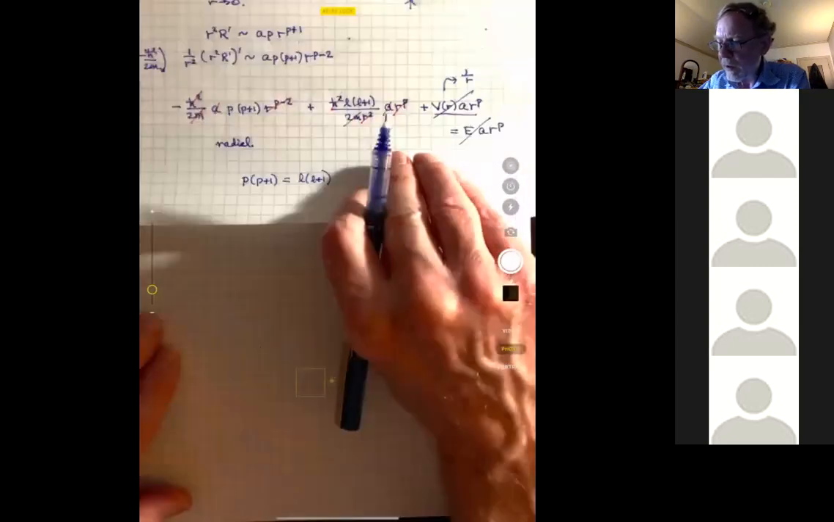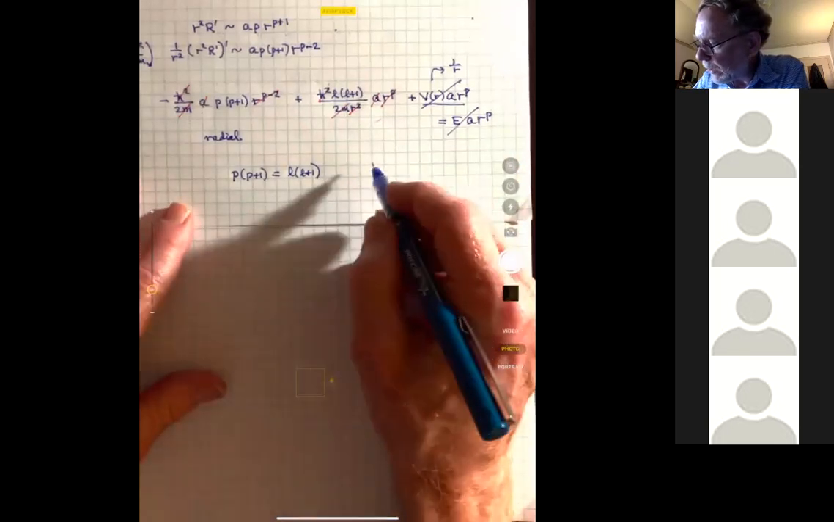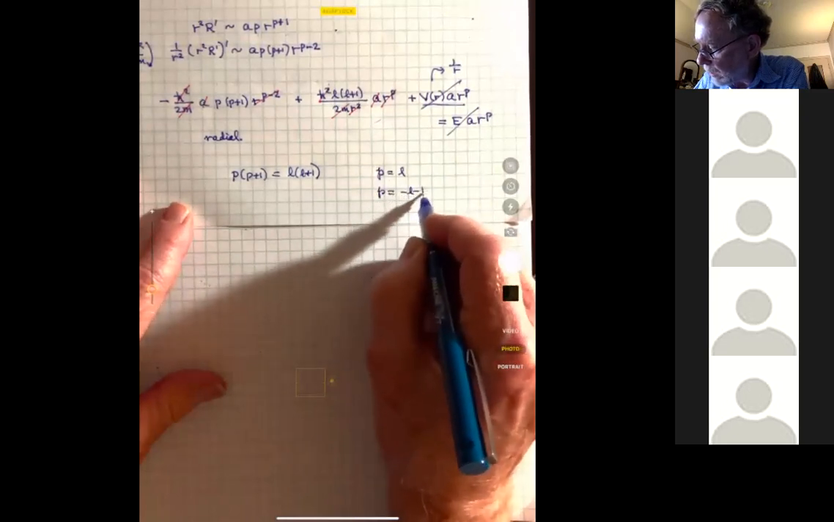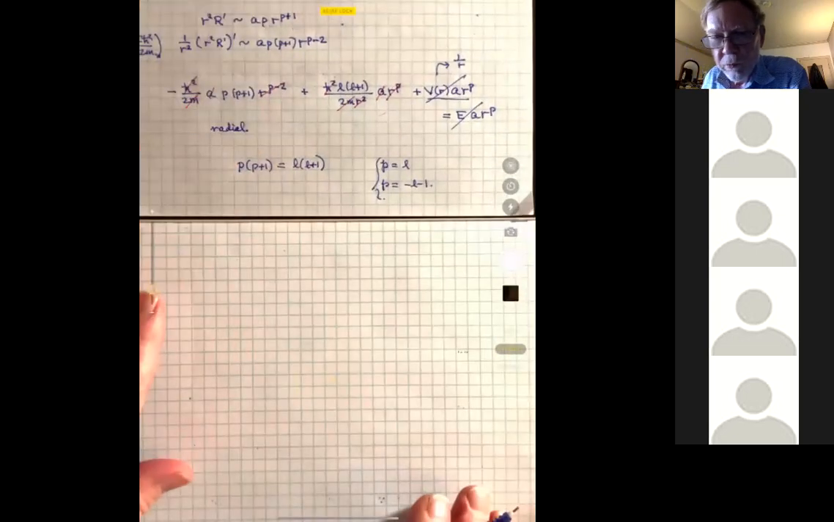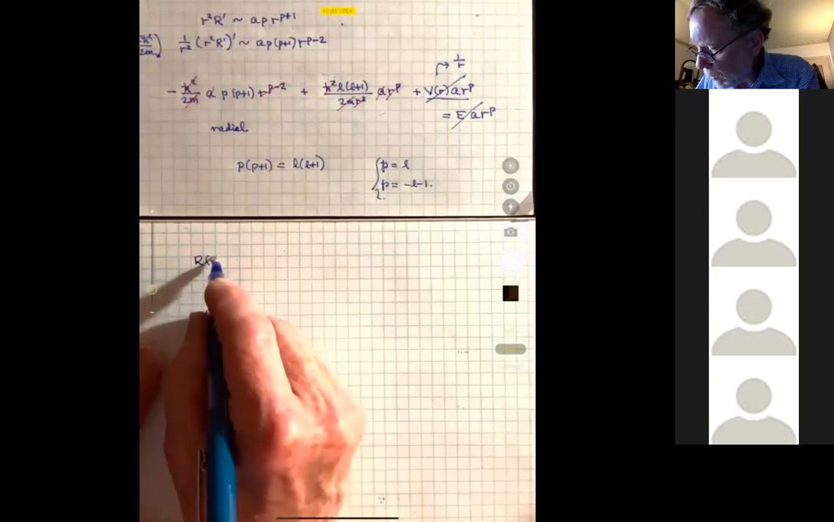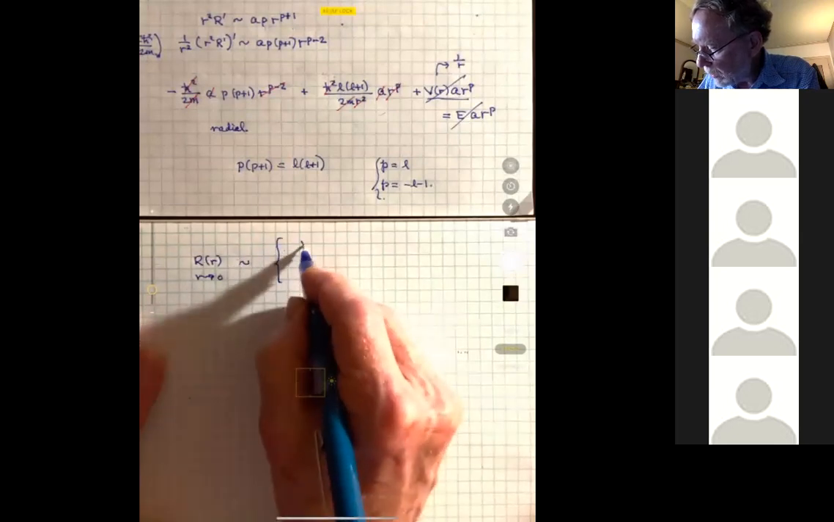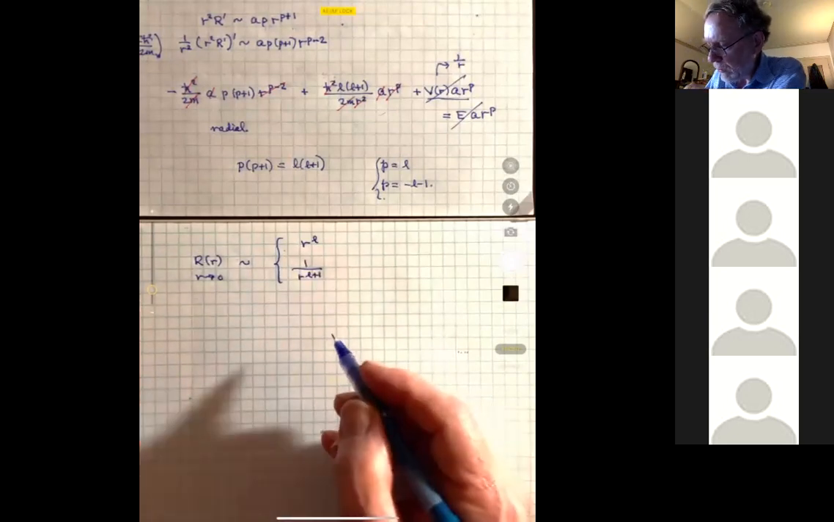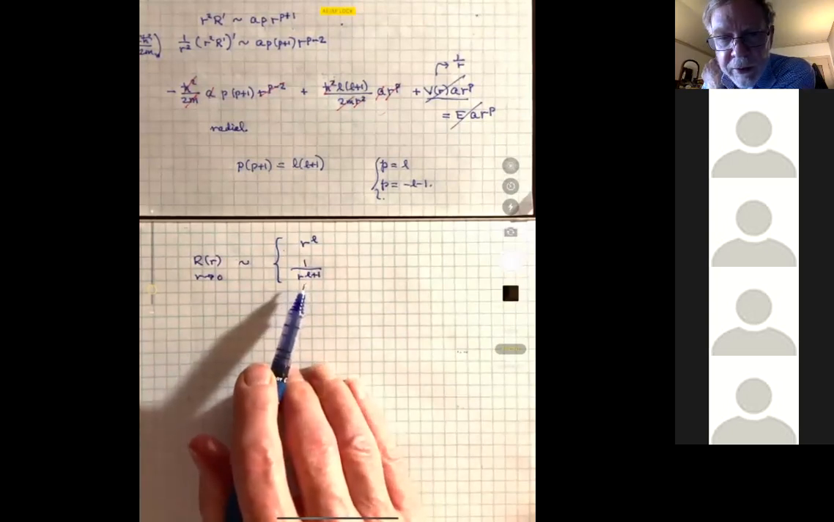All right, so let's analyze that. Well, p times p plus 1 equals L times L plus 1 has two solutions. One is p equals L, and the other one is p equals minus L minus 1, as you can check. And so what that means is that the radial wave function R of r for small r, as r goes to 0, behaves like either r to the L or else 1 over r to the L plus 1. Those are the two choices. Now L, of course, ranges from 0, 1, 2, 3 out to infinity. That's the quantum number L.